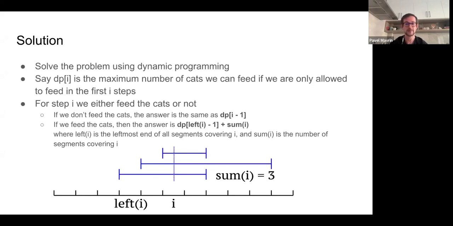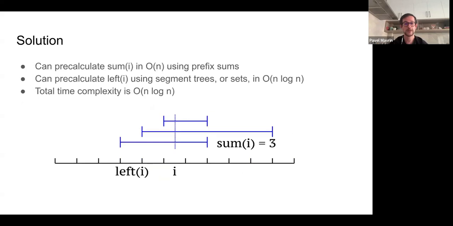So every time I calculate dp of I, I have two options. I take the maximum of them. I have linear time dynamic programming. Now, how to calculate values sum I and left of I?